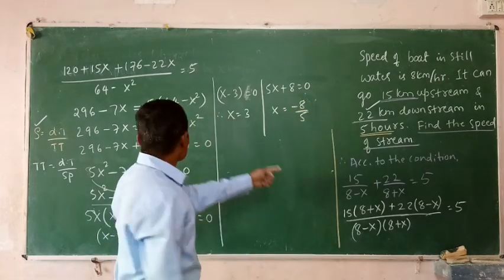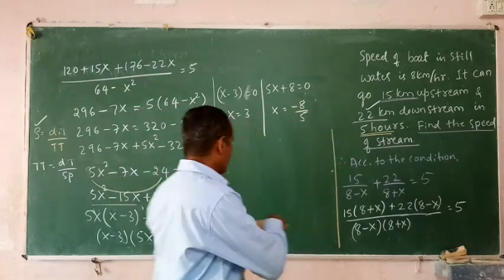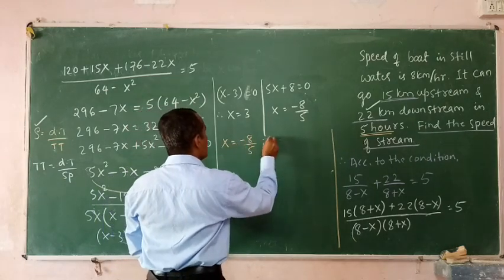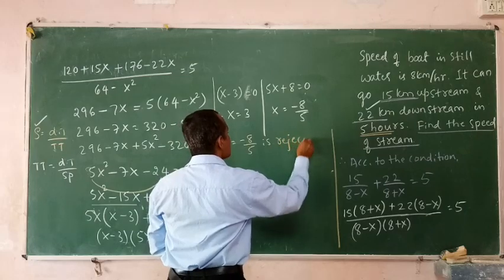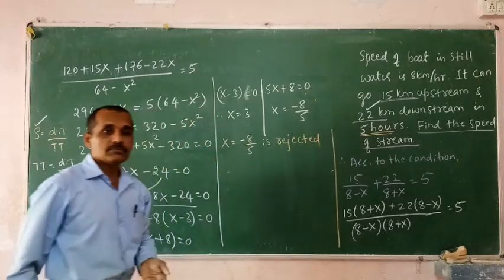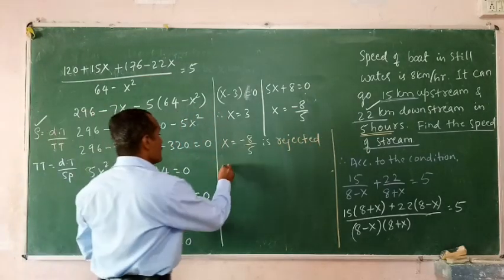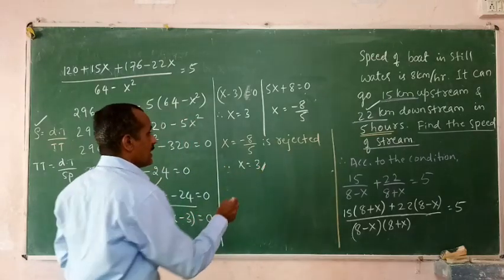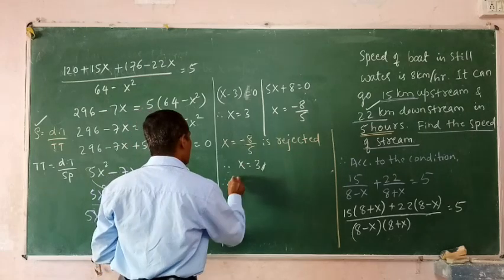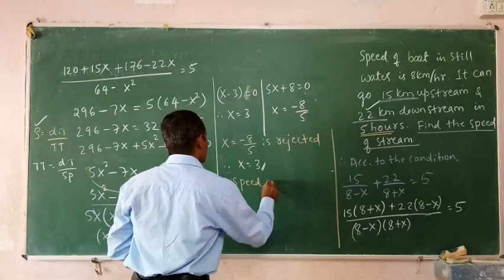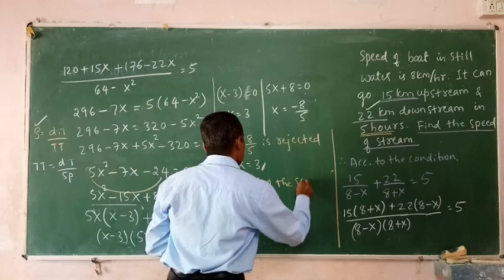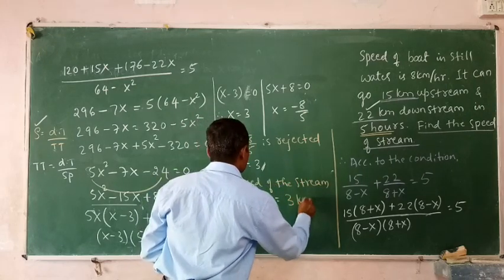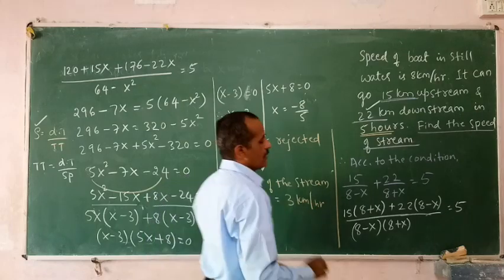What is x? X is the speed. I will say x is equal to minus 8 by 5 is rejected as the speed cannot be negative. Therefore, x is equal to 3 is the answer. What is x? Therefore, the speed of the stream is equal to 3 kilometers per hour is the answer.